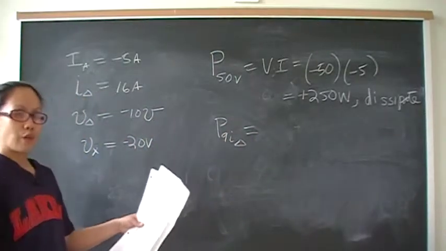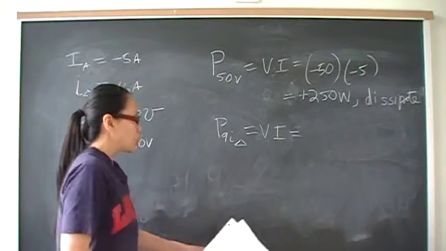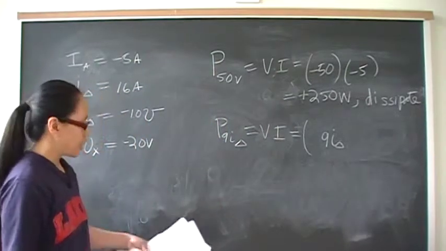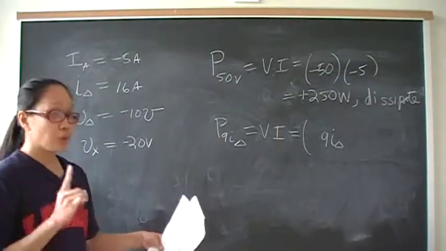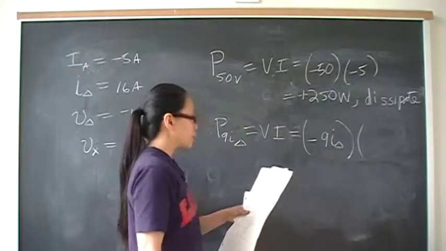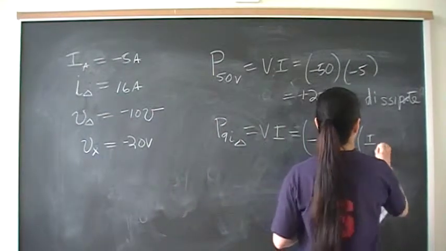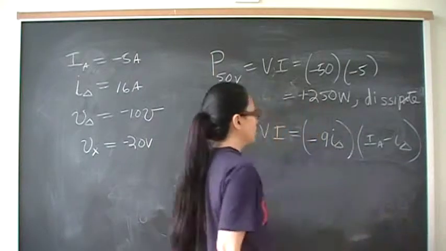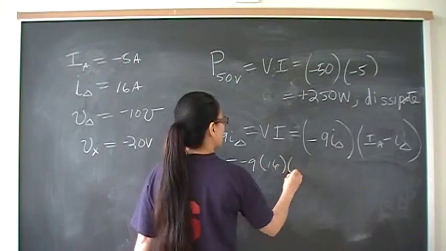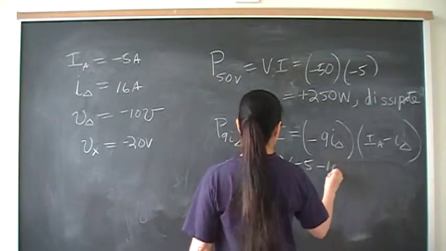Now, the next power source we have is the power of the 9I delta. Okay, so the sign that the current enters, and of course P is equal to VI. The value of that voltage is 9I delta. It takes this value from the current across the 5 ohm resistor. The terminal that the current enters is a negative. That tells me this is negative. And the I, the current through that, is a net current. And the net current is IA minus I delta. Then it's going to be negative 9 times 16 times IA is negative 5, and I delta is negative 16.